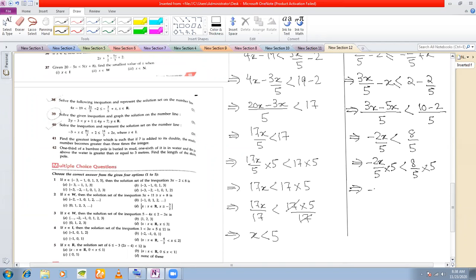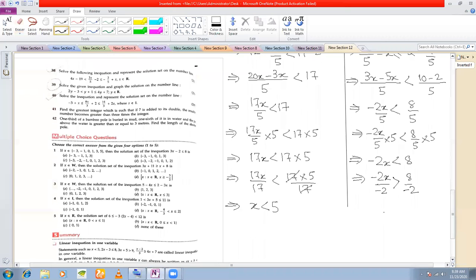Next, you have minus 2x is less than or equal to 8. And now, in order to make the coefficient of x 1, you need to divide both sides by minus 2, which is a negative number. So obviously, you will have to reverse the sign of the inequality. That means you get x is greater than or equal to minus 4. So what is the solution set here?